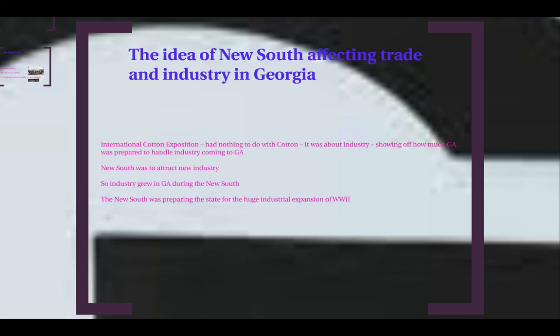So remember, New South International Cotton Exposition was more like a fair, how they would dress up towns. They would show off buildings that were built, hoping that companies would come down, enjoy the weather, enjoy all the tourist things that we had, and in turn would bring their business to Georgia so that we could get away from the agricultural state that we used to be and be more about industry.